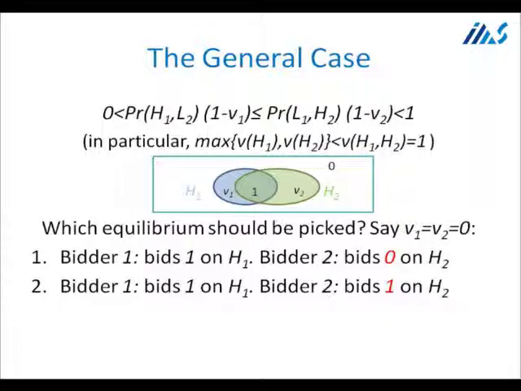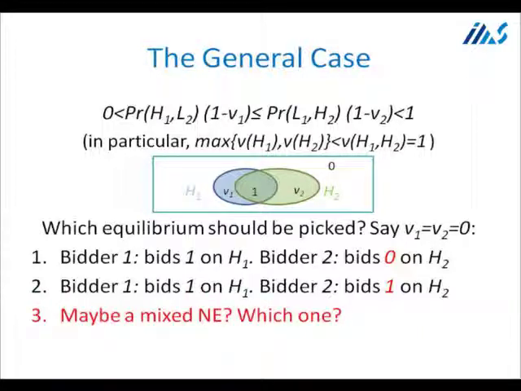So that's definitely an equilibrium, because agent 1 is happy, and agent 2 cannot win the good item unless he bids more than 1, and then he pays 1. And this is also an equilibrium: for agent 2 to bid 1, and both of them having utility 0. So which equilibrium should be chosen? Maybe a mixed equilibrium. And if a mixed equilibrium, which mixed equilibrium?